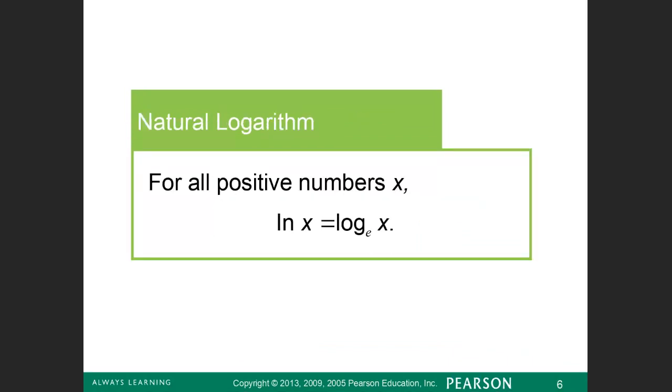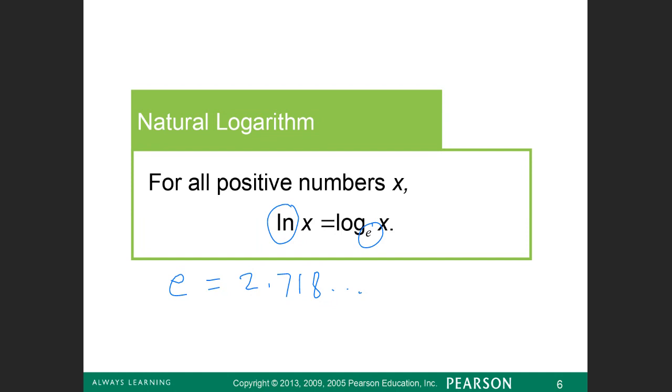Next, natural logarithm, or ln. For all positive numbers x, ln x is equal to log with base e of x. Now ln means natural log in this case, and they are equivalent if you take log with base e. So how can you access base e? The e is a constant that has a value of 2.718. It's an irrational number, so that is just the approximated value.